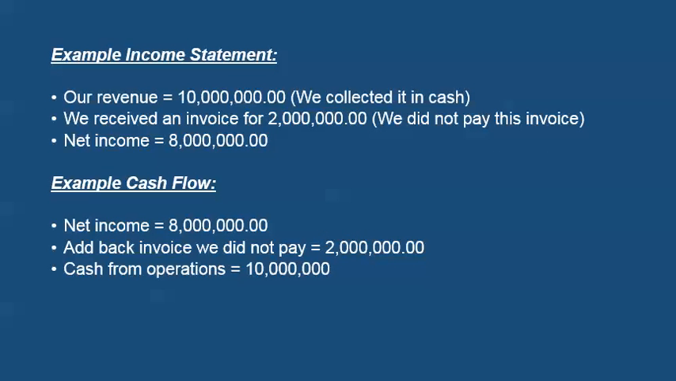Let's say our revenue is $10 million and we collected all of it in cash. We also received an invoice for $2 million and we did not pay this invoice. Our net income in this case is 8 million. How does it affect cash flow? Our net income is 8 million. We add back the invoice that we didn't pay, that is 2 million. So cash from operations becomes 10 million.